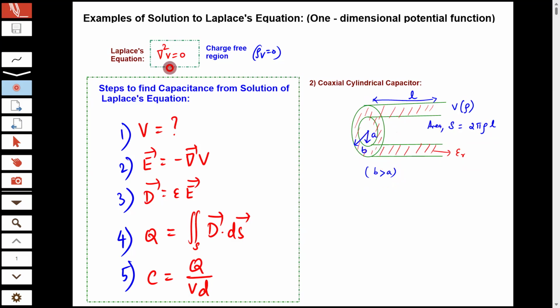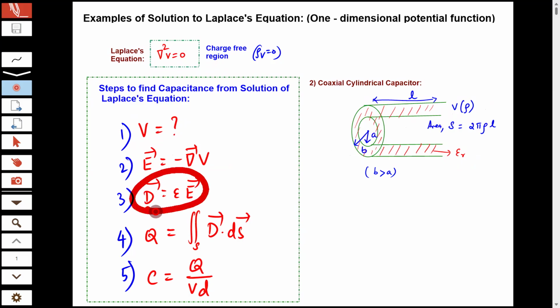We are going to consider the Laplace equation for this case to solve for the potential function. When we consider the potential between the two cylindrical surfaces, it is a function of radius. So we know the function of radius is a one-dimensional potential function, and the region between the two cylinders has no charges, which is a dielectric material. Therefore, we can apply the Laplace equation for the charge-free region between the two cylindrical surfaces to get the potential function. And from the potential function, we can find electric field intensity as the negative gradient of potential.